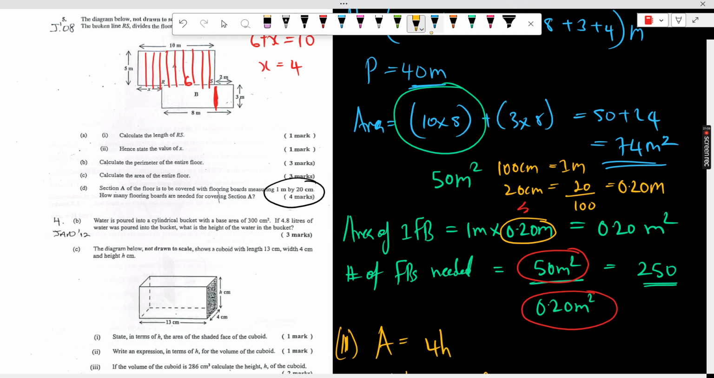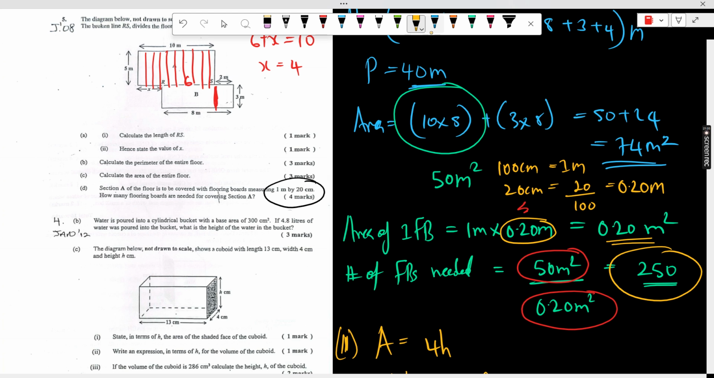Yes. Good. So therefore, the area of one flooring board is the length by the width, 1 meter by 0.20 meters. That gives us 0.2 square meters. And because the entire area of floor A or section A is 50 meters squared, then we divide that by 0.2, the area of one flooring board, and we get 250 flooring boards. So that's what we need. So if we go to the hardware, we have to buy 250 flooring boards.